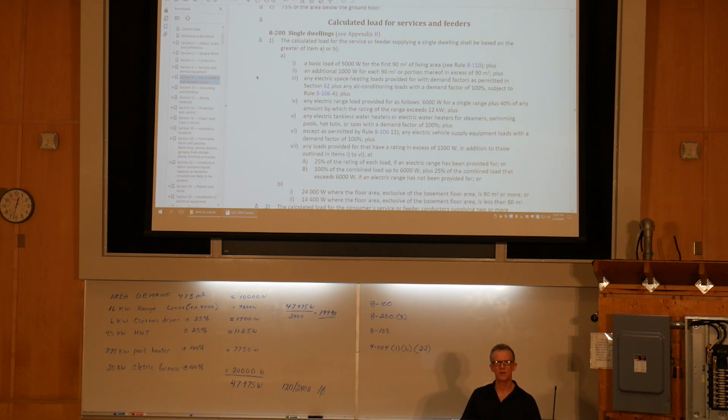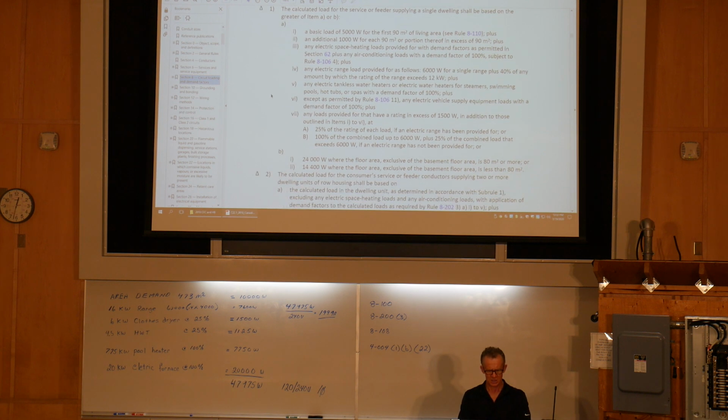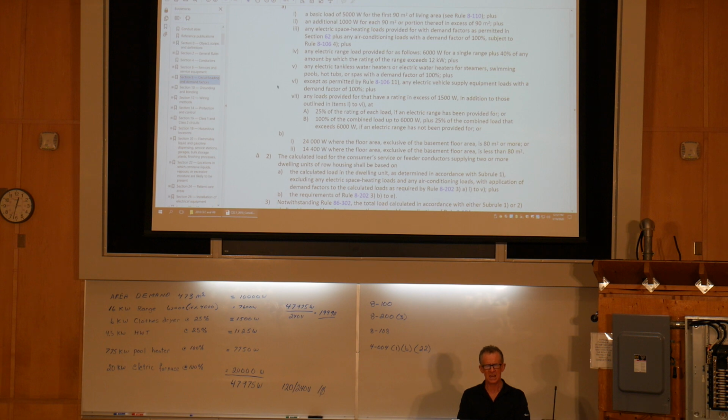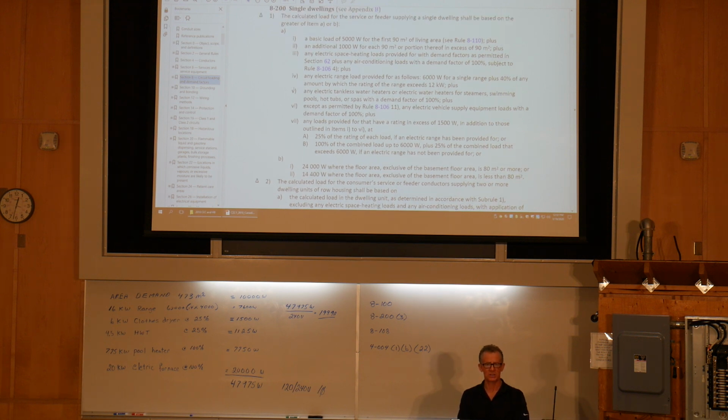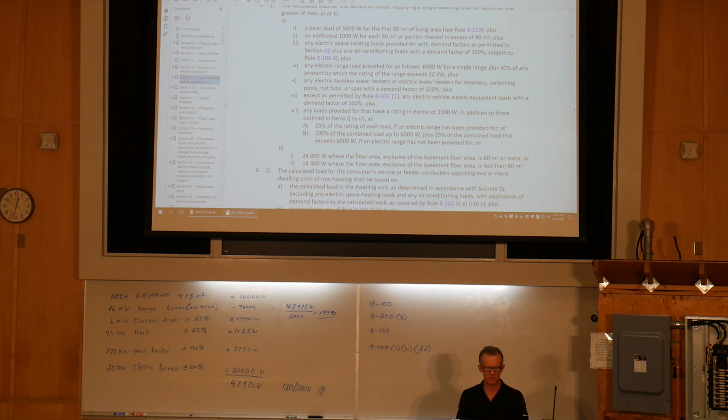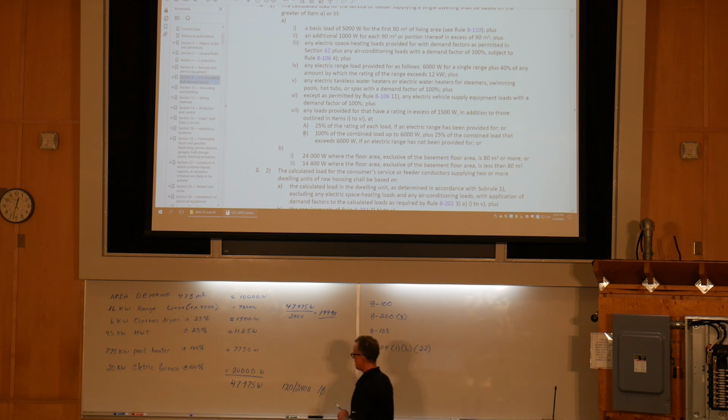So 8-200 subrule 1 was the calculation that we did. 8-200 subrule 1A was the calculation we did. We compared it to B. We were far above the 24,000 watts. That became the minimum value. We turned it into amps.